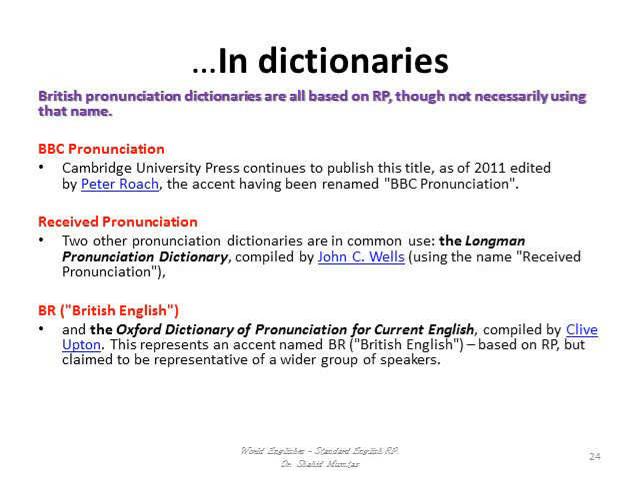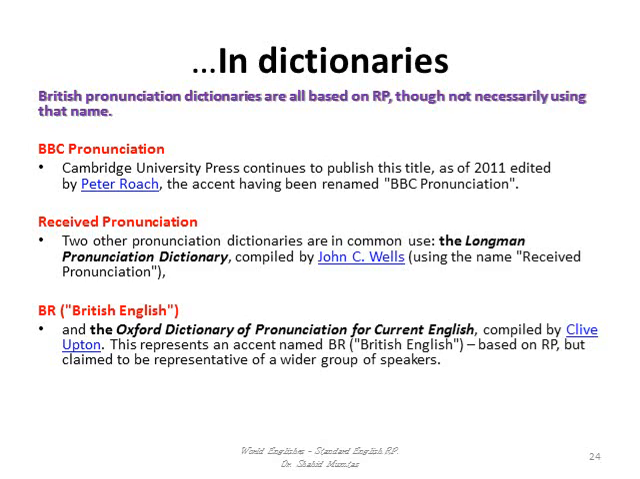So, for example, Cambridge University Press continues to publish this title as of 2011, edited by Peter Roach. The accent has been renamed BBC pronunciation. So Cambridge University Press has renamed the RP accent as BBC pronunciation, and two other pronunciation dictionaries are in common use. The Longman Pronunciation Dictionary, which is compiled by John C. Wells, uses the name received pronunciation.